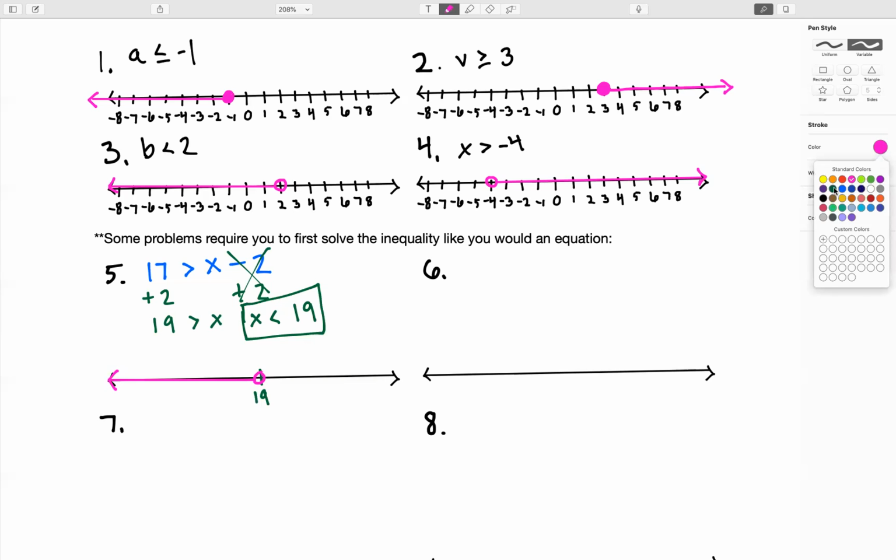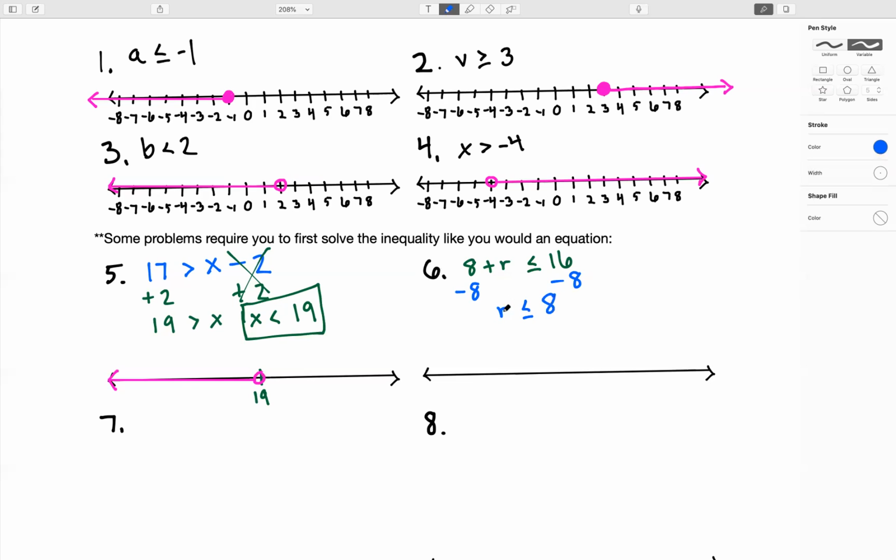Okay. Let's try another one. Number 6: 8 plus r is less than or equal to 16. All right. Solve it like an equation. We have to get r by itself. Subtract 8 from both sides. And r is less than or equal to 8. And since our variable is on the left side, we're all good.